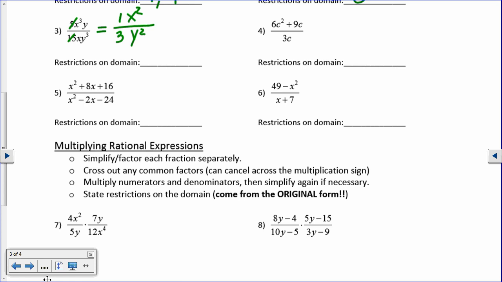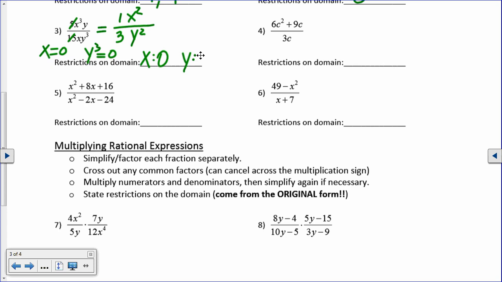Okay? Restrictions on the domain. Now this is going to be interesting because I have 2 different variables in the denominator. So we're going to have to write 2 different situations here. There's going to be an x that's not allowed and a y that's not allowed because they're both in the denominator. So if I go back to before I canceled anything, I have an x and a y cubed. So I'm going to have to say x equals 0 and y cubed equals 0. Anything that has a variable, you have to set it equal to 0. So what value of x would not be allowed? 0. What value of y would not be allowed?